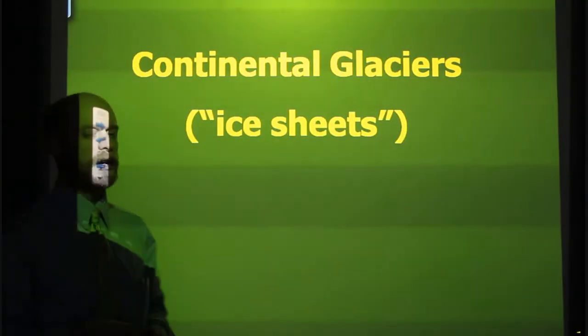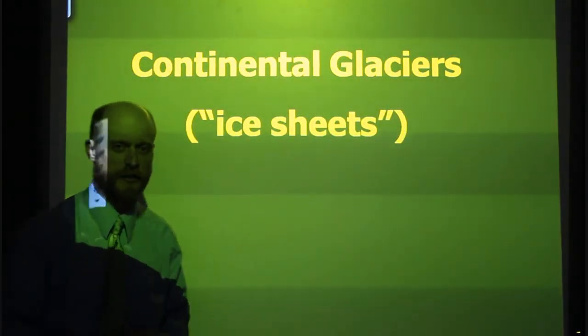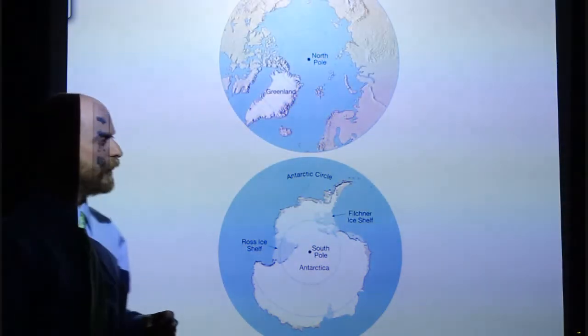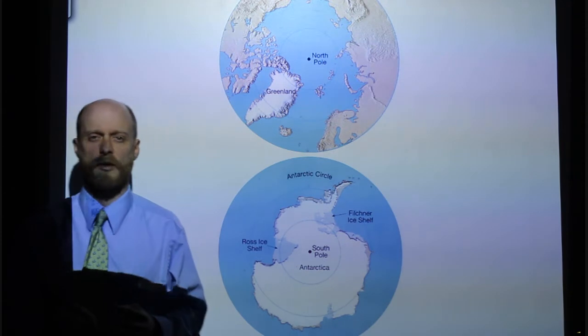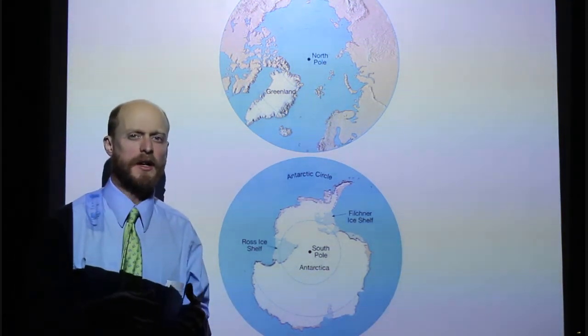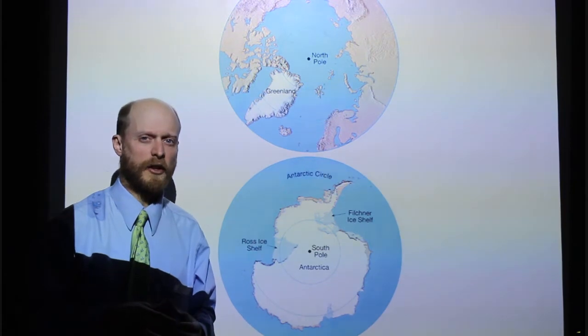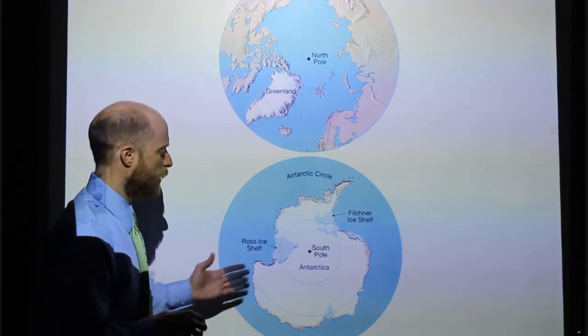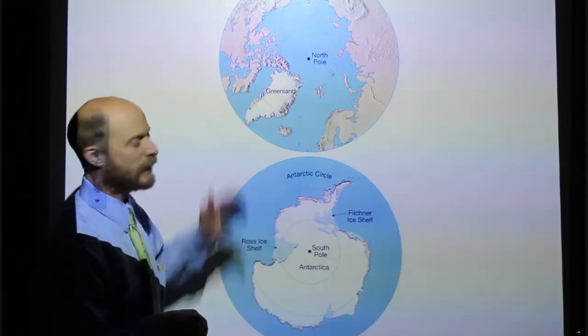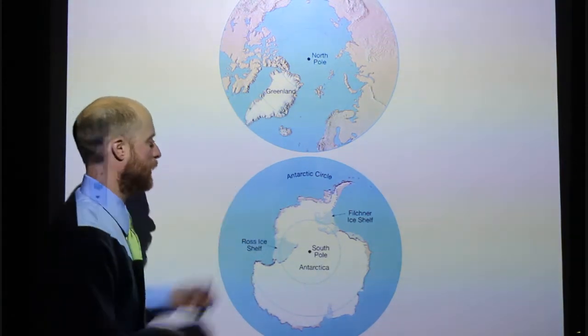So let's start with some features of continental glaciers. Again, they're also called ice sheets. Here is a diagram showing the location on Earth today of pretty much the two continental glaciers or ice sheets that we have. The biggest one is Antarctica, and then Greenland is the other one in the northern hemisphere.